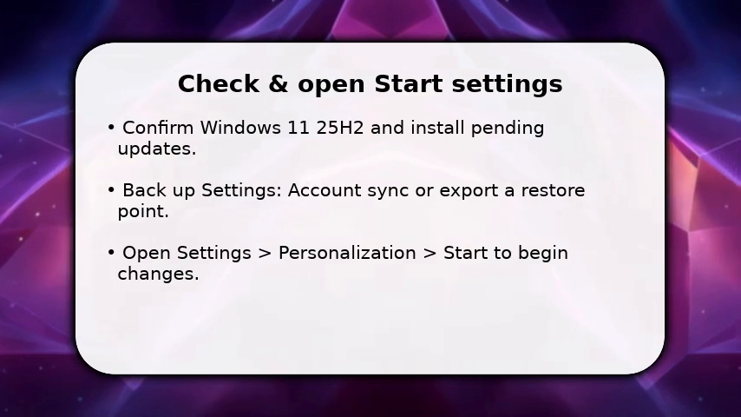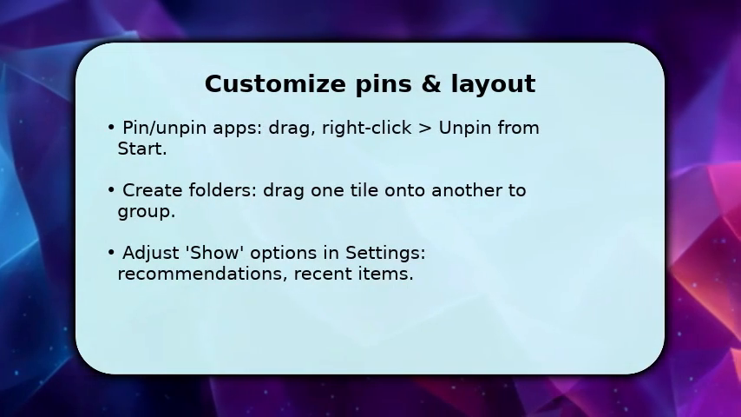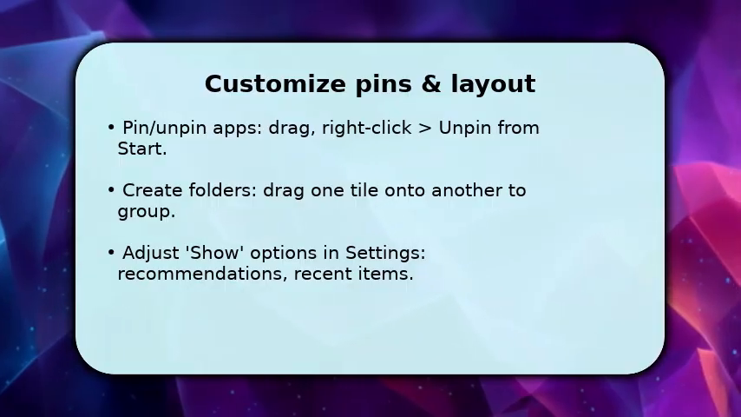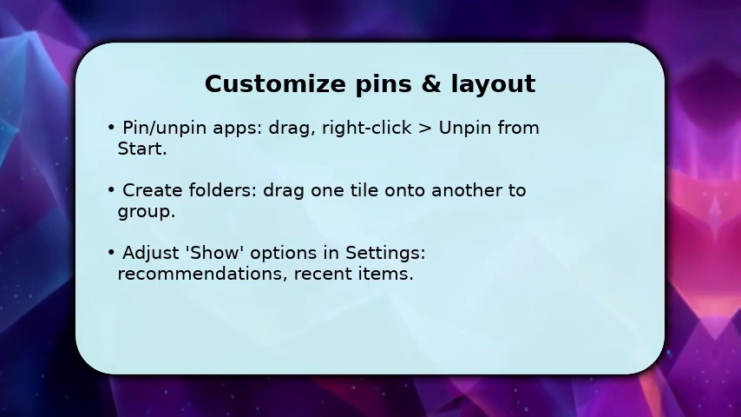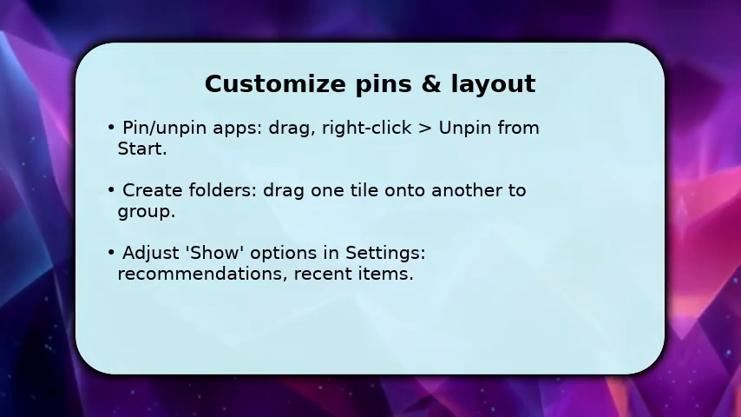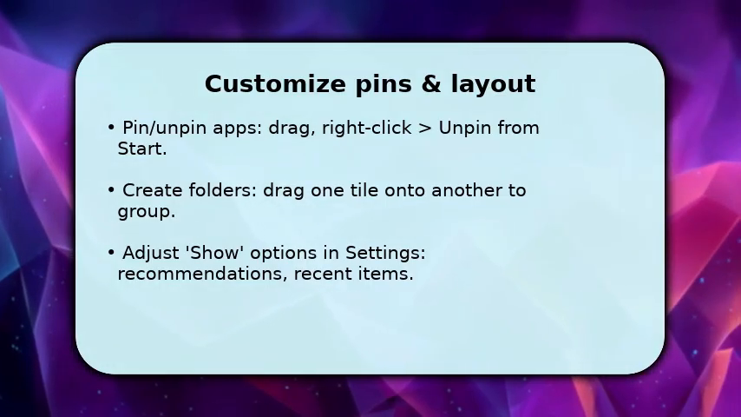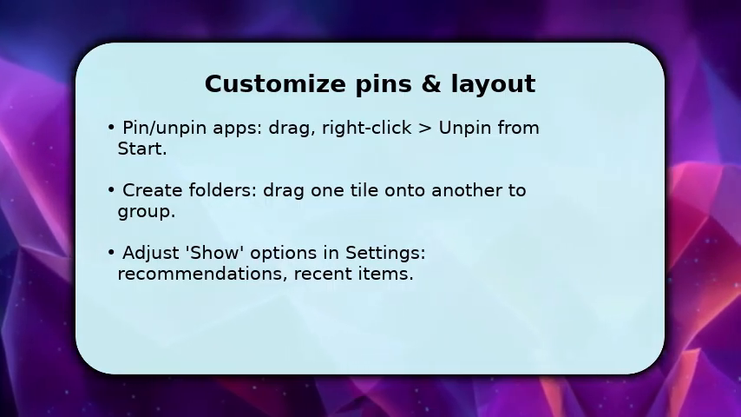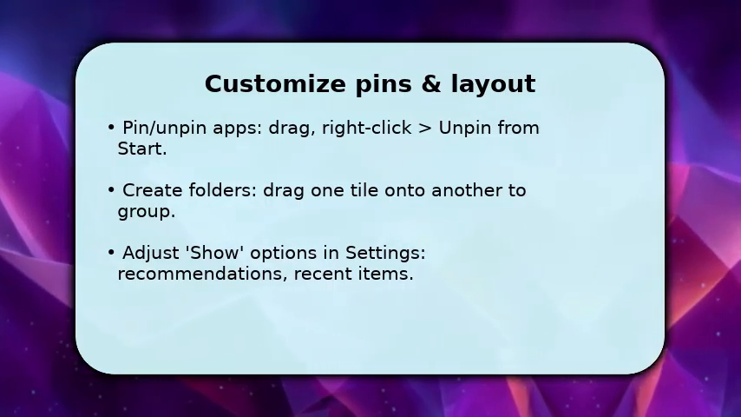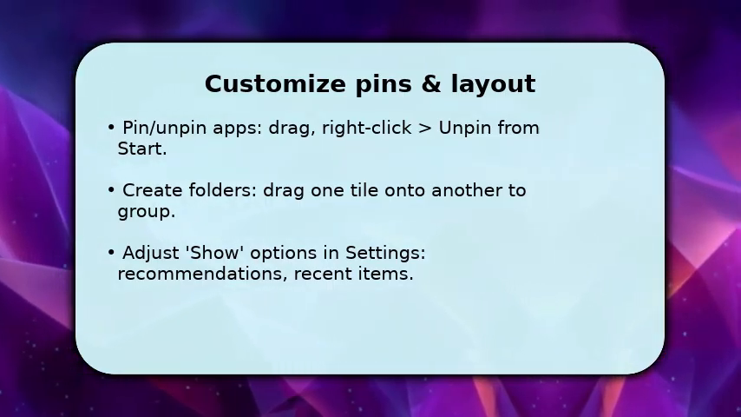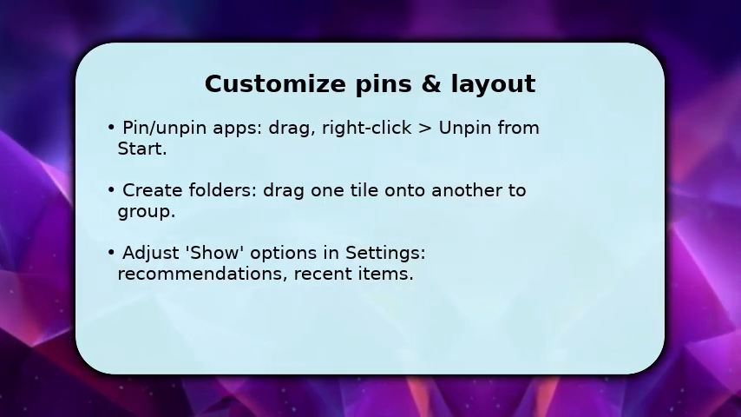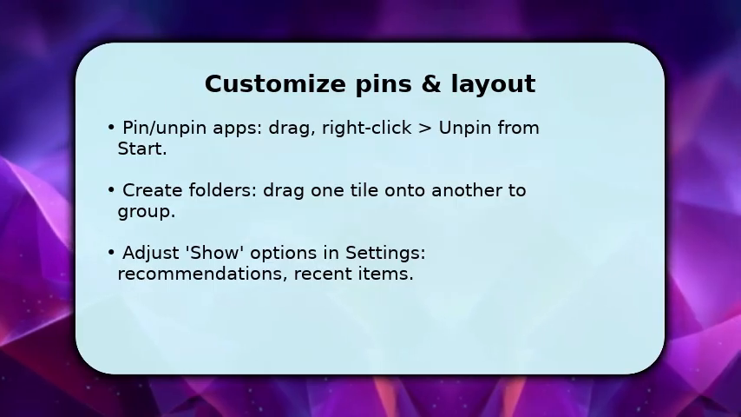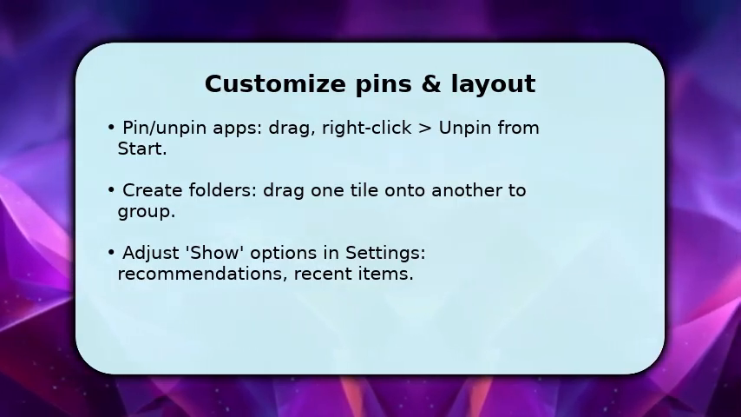customize pins and layout. Next, you'll reshape how Start looks and works. Drag apps to pin or unpin them, and create folders by dragging one tile onto another. This consolidates space and speeds access. Once you arrange pins, use Personalization Start toggles to hide or show recommendations and recent items so Start surfaces what matters. For advanced control, use Search to remove clutter and taskbar settings to align icons.